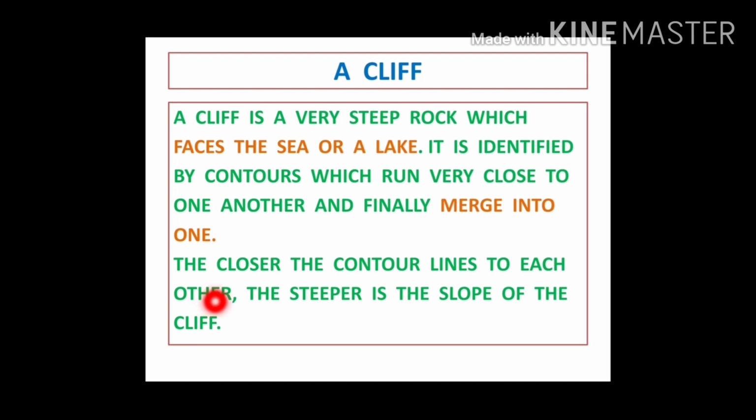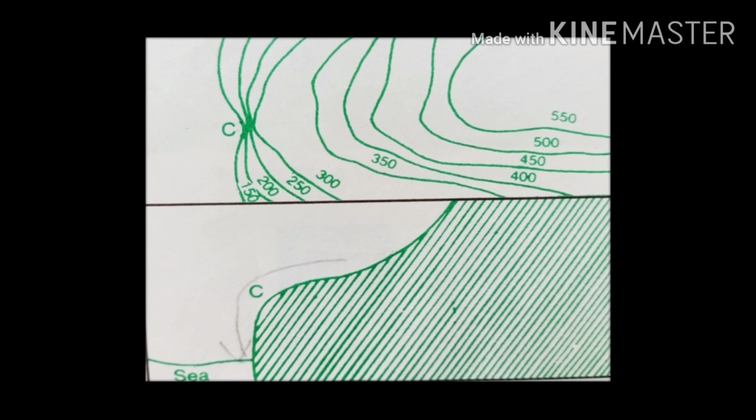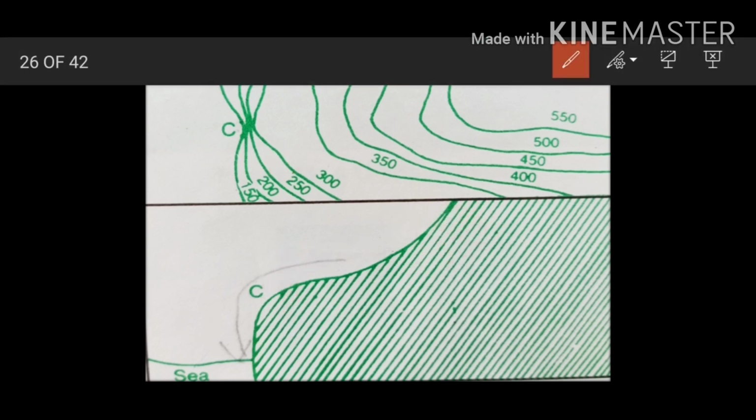You know, a cliff has almost a vertical wall-like structure, and as it becomes vertical, the contours become so closely spaced that they merge at a point. Let's see. Here students, this is a cliff and you can see here this is the sea.